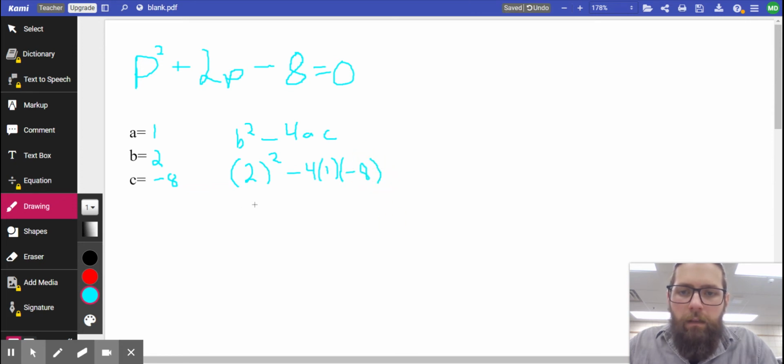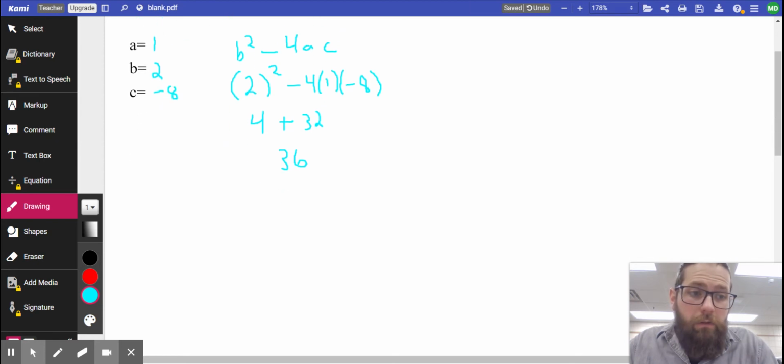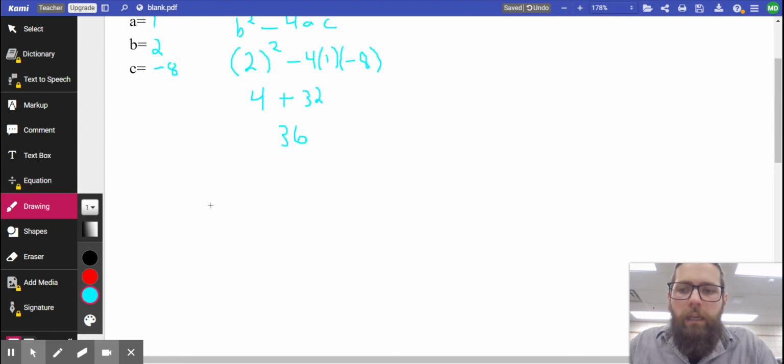And we're going to run that there, so that's going to be 2 squared is 2 times 2, which is 4, minus 4 times 1 times -8 is actually going to be positive. We have two negatives here, so that's going to make a positive 32. 4 plus 32 is 36. Our discriminant is positive. That means that we will have answers. So our next step then is to take the square root of this number. And that's what we're learning today.